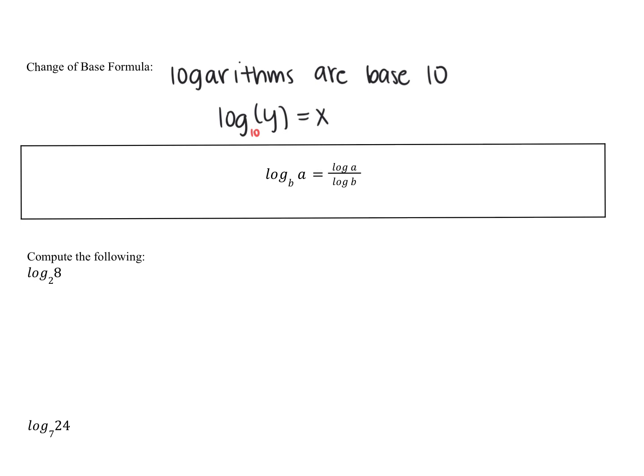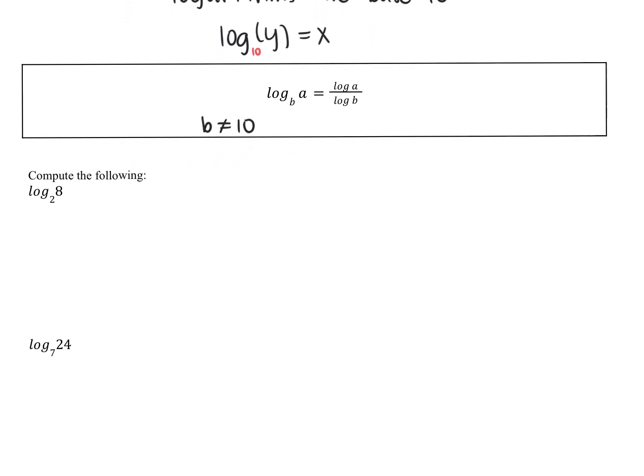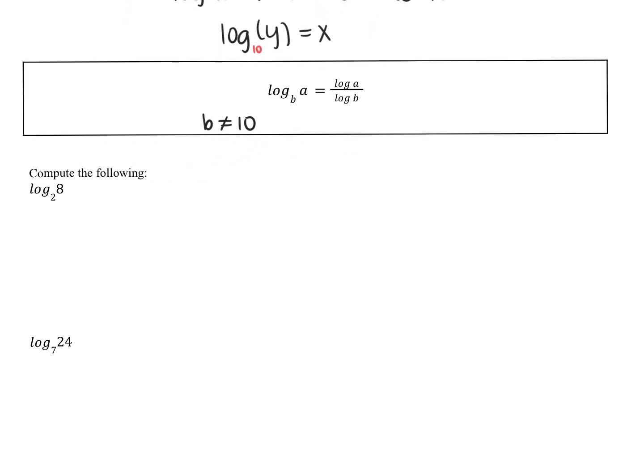It says if you have a log with some base b that is not 10, and you're evaluating it with some number a, that's the same thing as doing log a over log b. So you convert it to a division problem with logarithms of base 10. We're going to use that to evaluate some logarithms. So we have log base 2 of 8, which once I convert becomes log 8 over log 2. And if you use that button in your calculator, you're going to end up with 3.